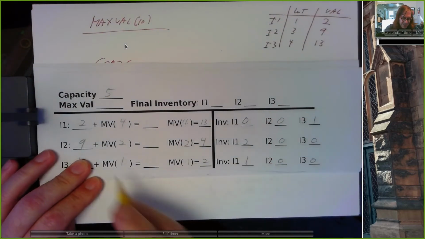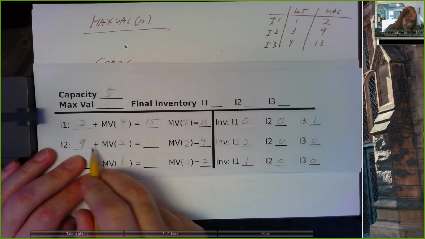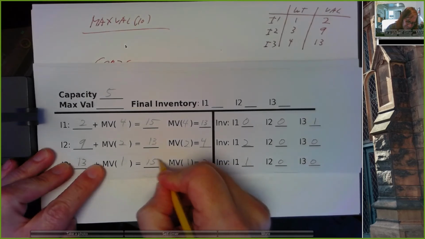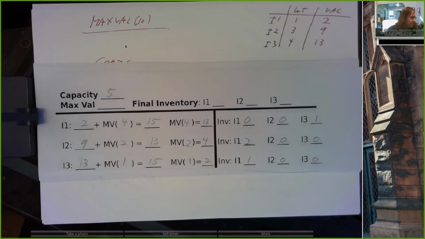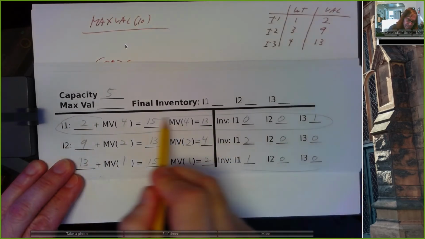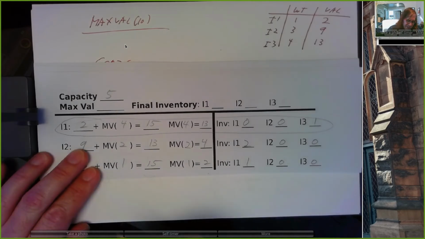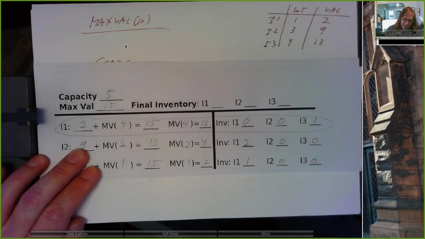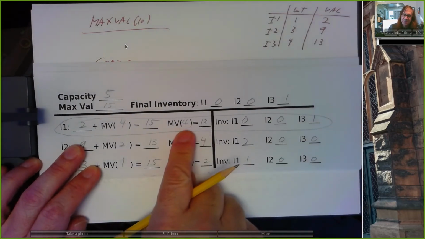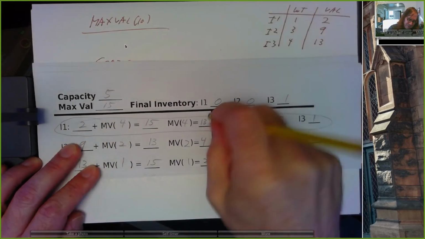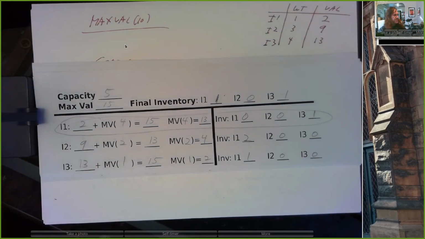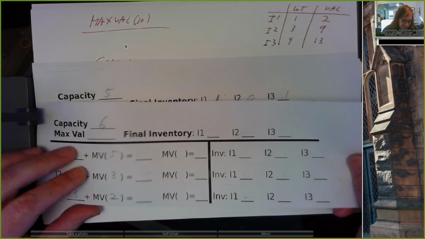So we can do our calculations. 2 plus 13 is 15. 9 plus 4 is 13. 13 plus 2 is 15. So we have two solutions with 15. I'm just going to go ahead and take the first one and say, okay, our maximum value is 15. And the inventory that gets us that maximum value is the inventory that maximized 4 plus one more of item 1. So we'll increment this.